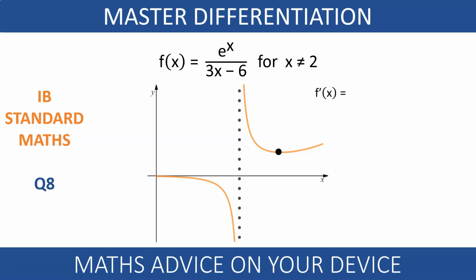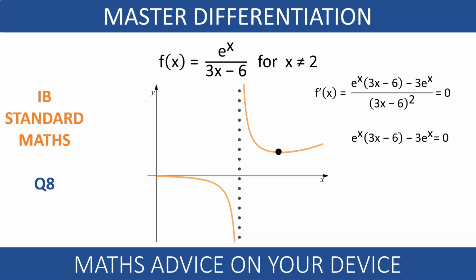Using the quotient rule, we differentiate the numerator, e^x, times the denominator, 3x minus 6, and we minus the derivative of the denominator, 3, times the numerator. Don't worry too much about the bottom of this fraction. To solve for 0, all we have to do is solve the numerator for 0.